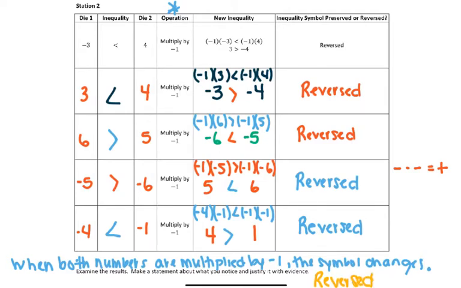So there's our second property of inequality. We can say two things so far. We can say that if we add or subtract a number from both sides of our inequality, the inequality symbol is going to stay the same. We can also say that when both numbers of our inequality are multiplied by -1, the symbol changes. It is reversed. So we've got two properties of inequality so far. We're going to understand two more properties before our lesson is over for today. And I am keeping an eye on the time. All right. So let's move on to station number 3, as long as nobody has any questions about station number 2.